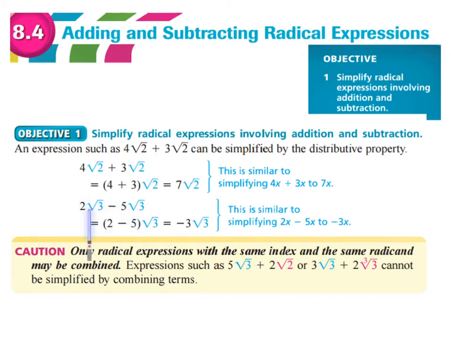Likewise, we can do the same thing with subtraction. 2 minus 5 is negative 3. So since they're both square roots of 3, we can combine those like terms. So negative 3 square roots of 3.